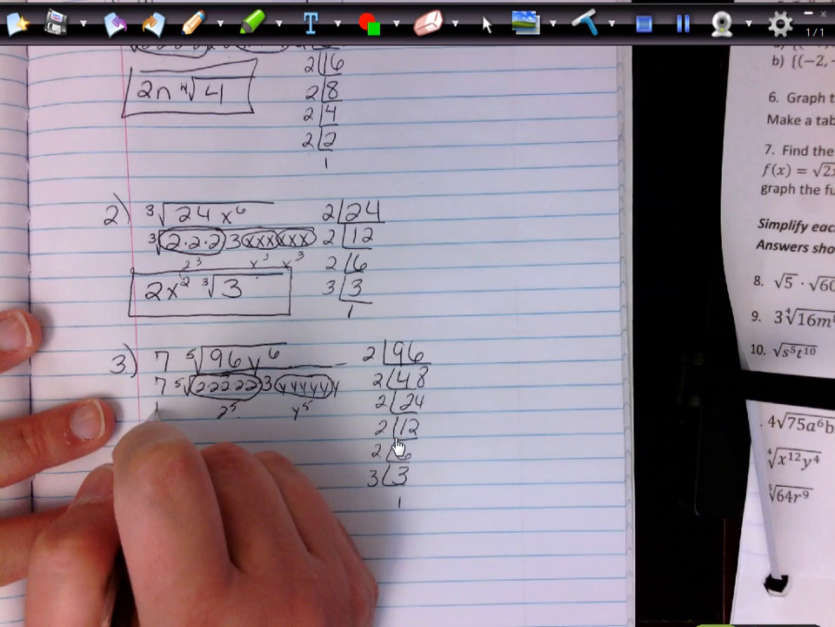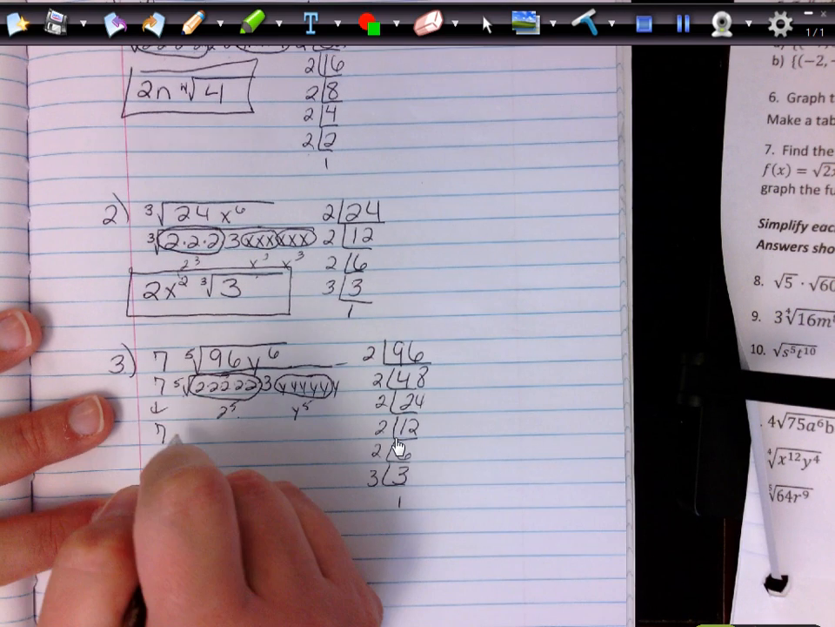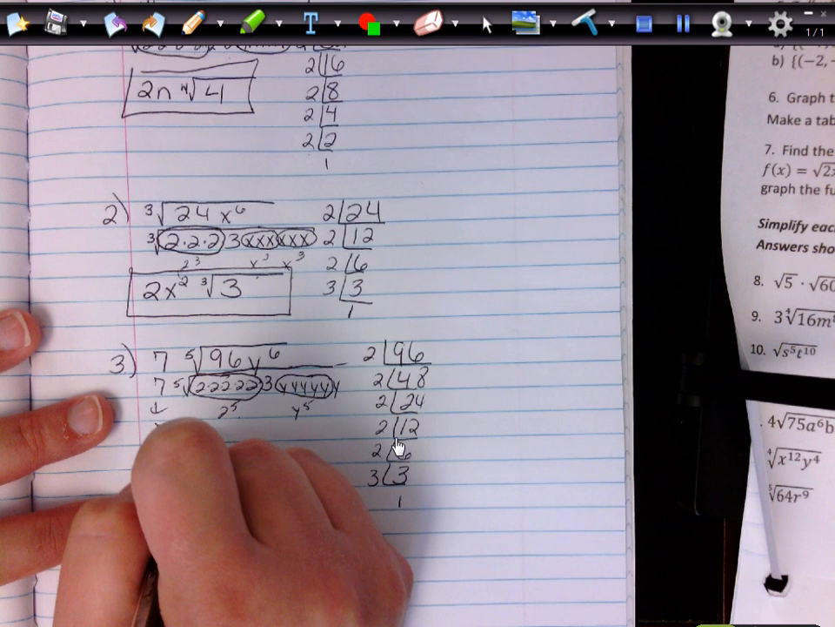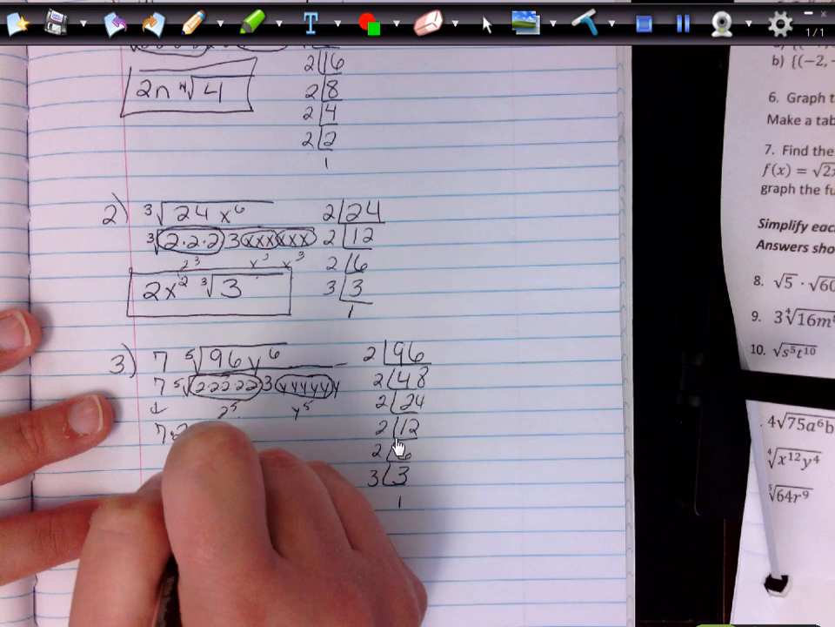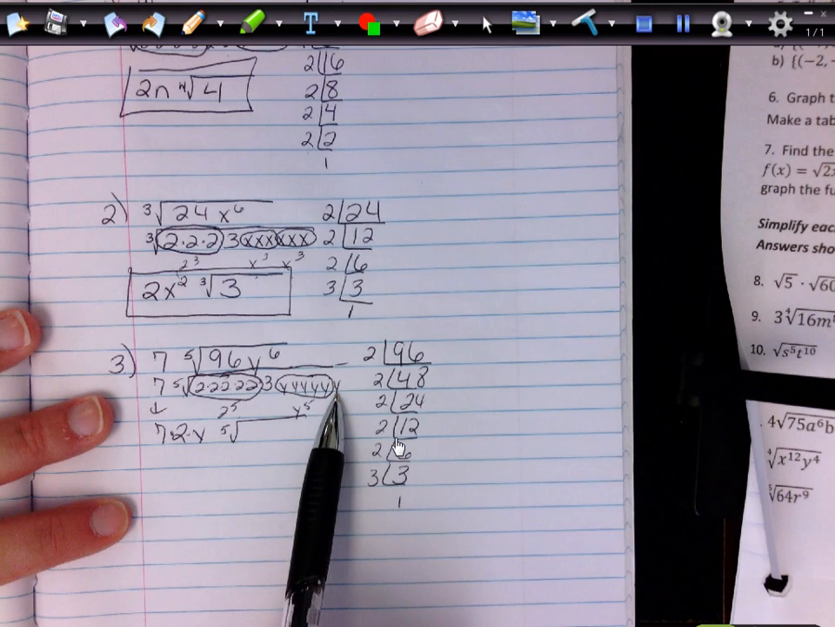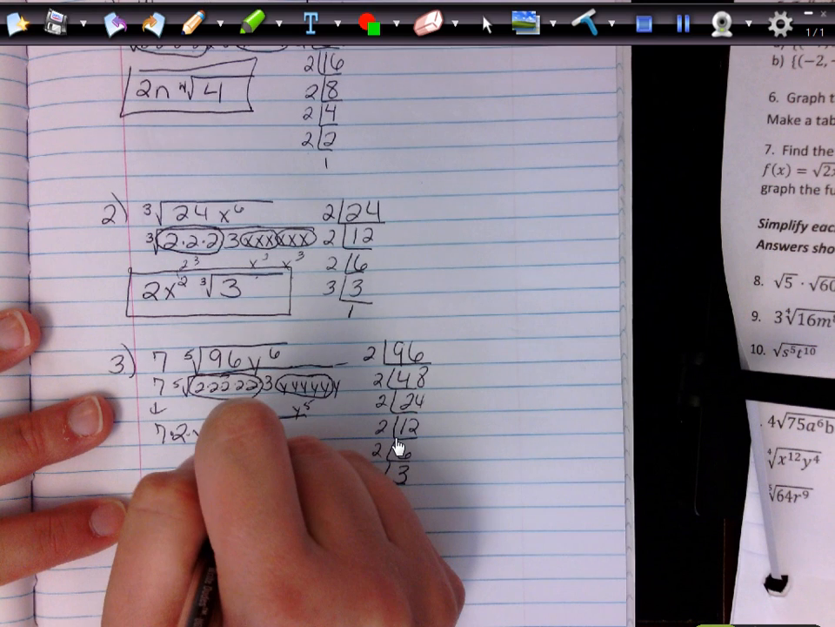I'm going to bring my 7 down. I'm going to bring out my 2 that I circled. I'm going to bring out my y that I circled. And I'm left with the 5th root. And I have a 3 and a y left that have not been circled. So the 5th root of 3y.